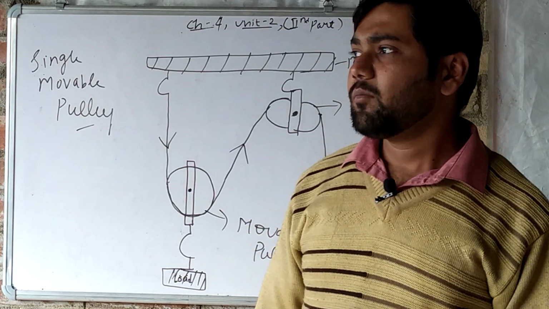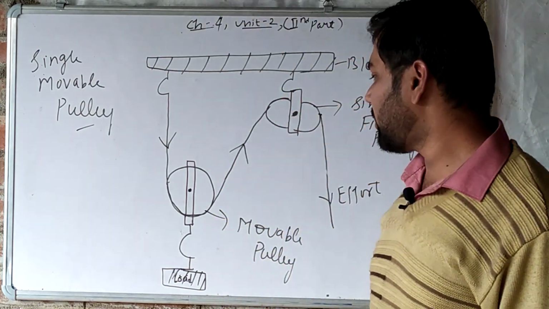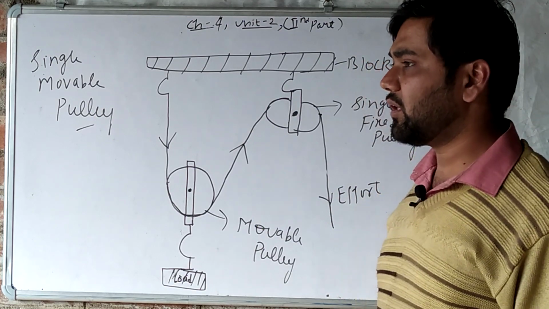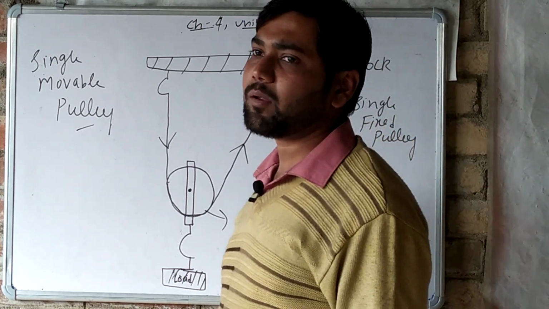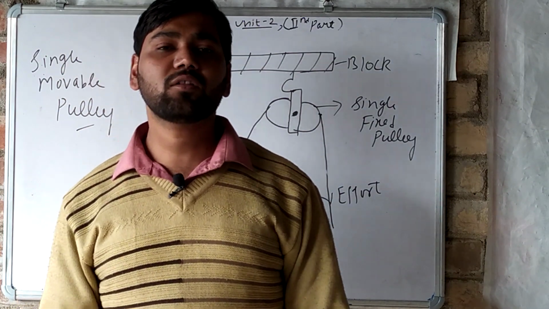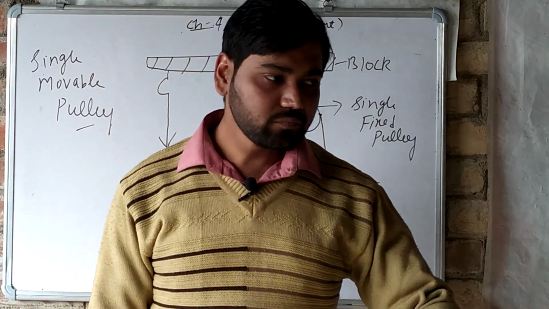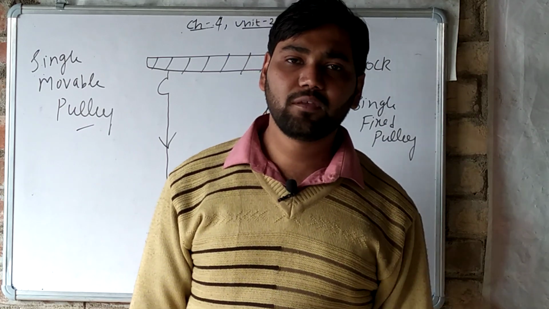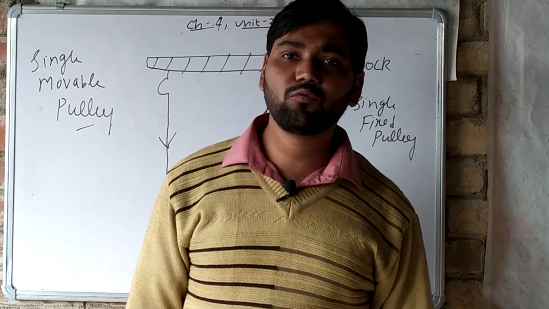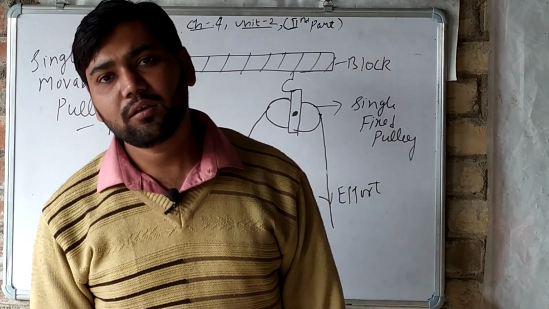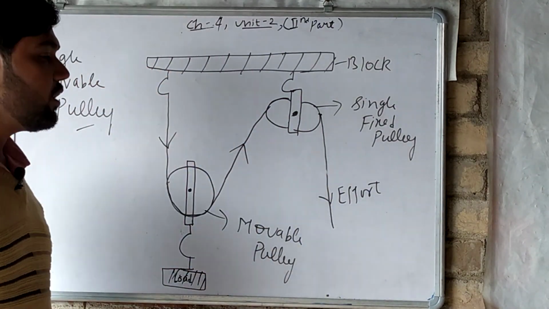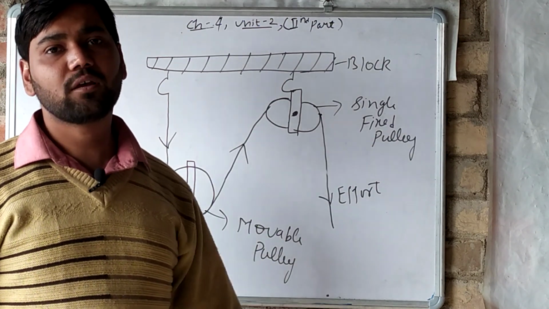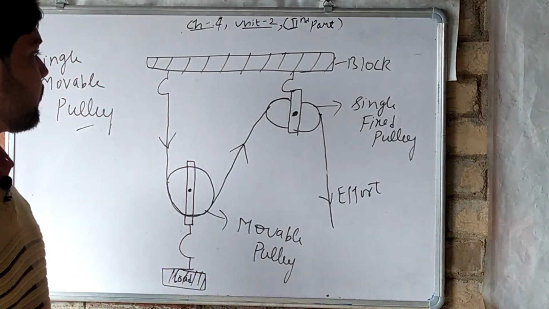We will change the place of a load from one place to our desired place. Suppose a heavy load is kept at one place and we want to take that heavy load from that place and keep it at the other place. So what we will do, we will use a single movable pulley, and with the help of a single movable pulley we can take that load and keep it on the other side, at our desired position.